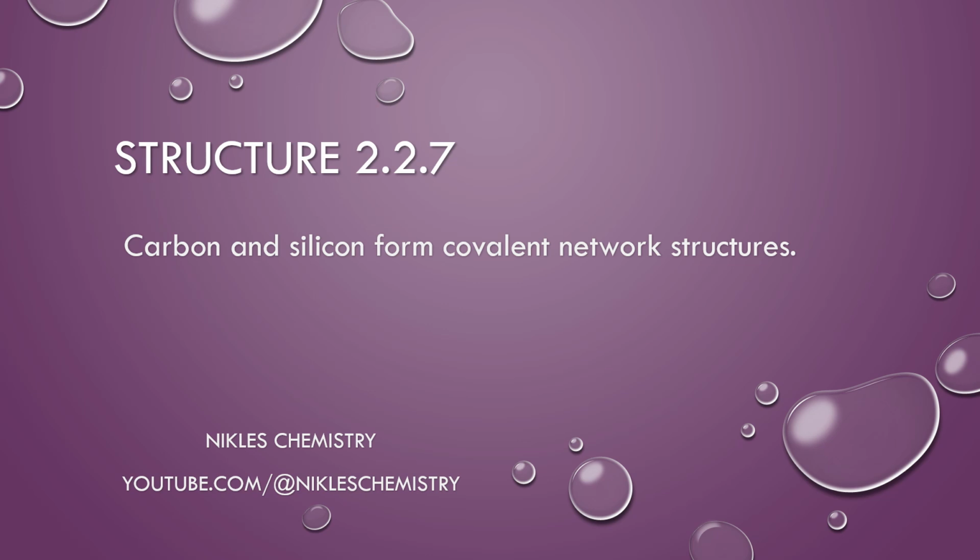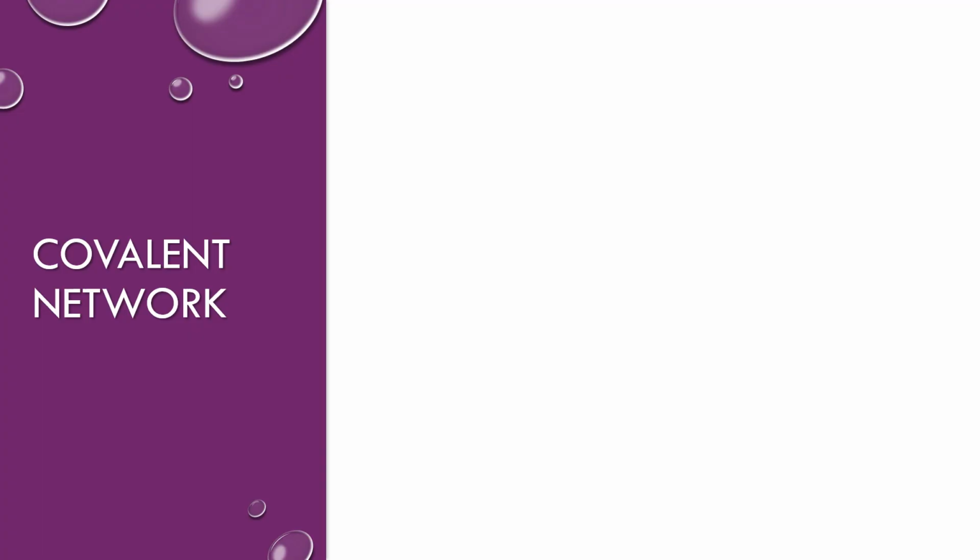Hello, today we're going to talk about structure 2.2.7, which is all about covalent network bonding. Certain types of atoms will form this expanded network of covalent bonds. That's why it's called covalent network. Some people call them giant covalent molecules. But effectively, you're going to have your atoms connected with covalent bonds to other atoms.